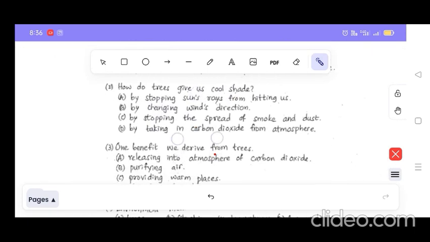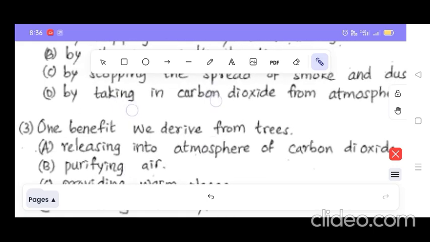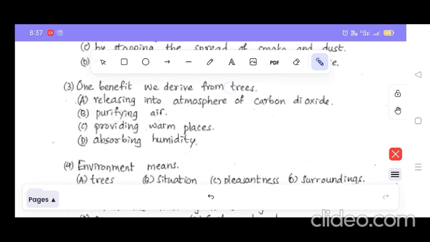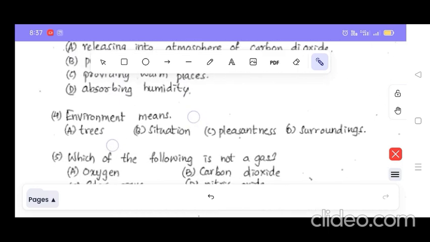Question number three. One of the benefits we derive from trees: releasing carbon dioxide into the atmosphere? No, trees won't release any carbon dioxide. Purifying of air, providing warm places. Yes, option B is the right answer. Purifying of air. Very good. Now you have understood and you are telling the answers.